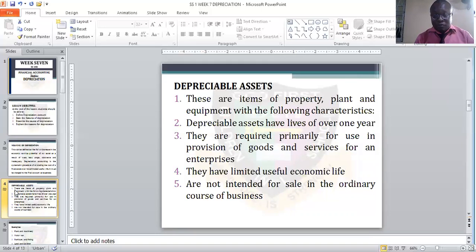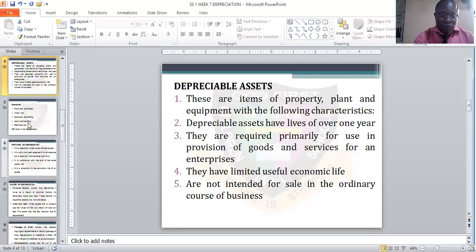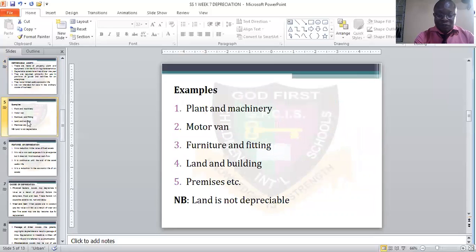So the purpose of having them is not for them to sell, but for them to serve the company, to make sure that they use it for the property that will bring liquid cash to the business. So then we also have examples of these assets. I've said it the other time: plant and machinery, motor van, furniture and fixing, land and building, premises. I've told you notes by.